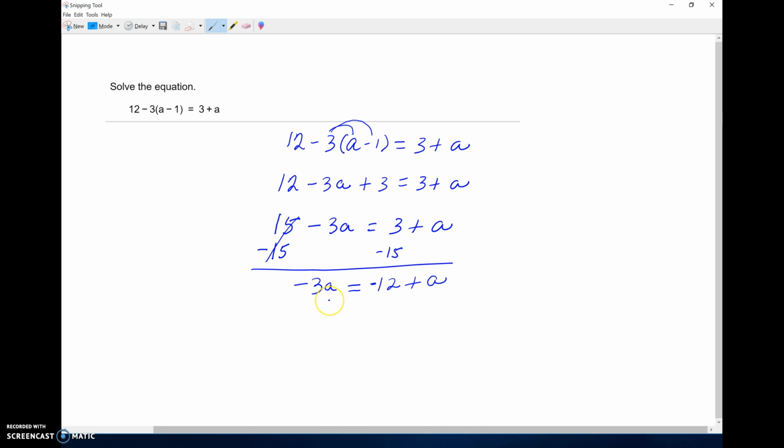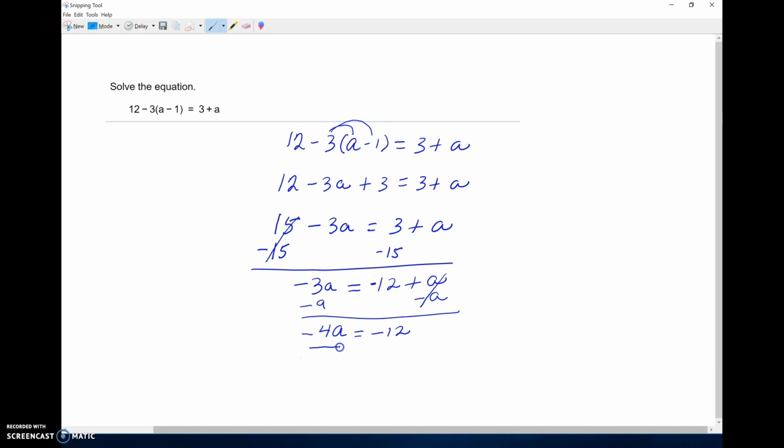You notice that we have the variable a on the left side, that's what we wanted. We have the integer negative 12 on the right side, that's what we wanted. Now we have to subtract a, which is the additive inverse of positive a, and that gives us 0. You see how the variable a, the coefficient is negative 3, and the coefficient of the other a is negative 1. We're going to add those since they have the same sign. So we have negative 4a is equal to negative 12.